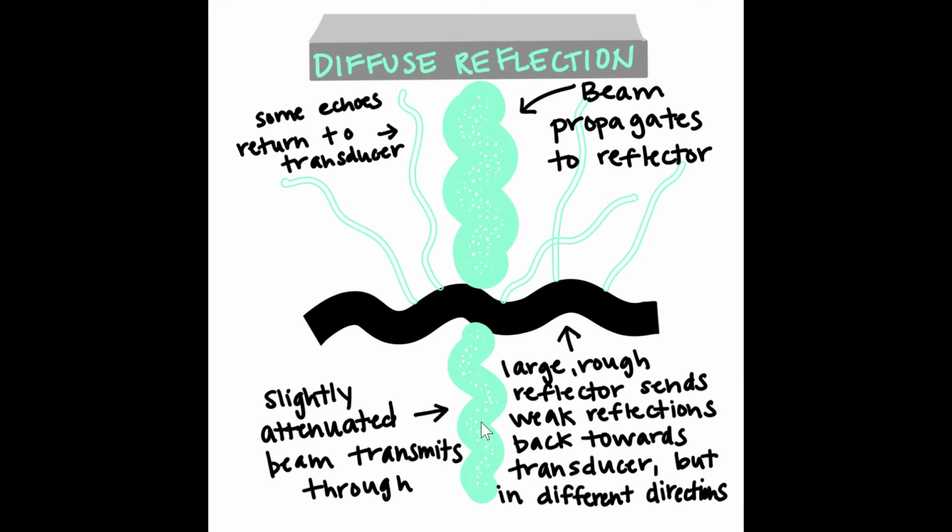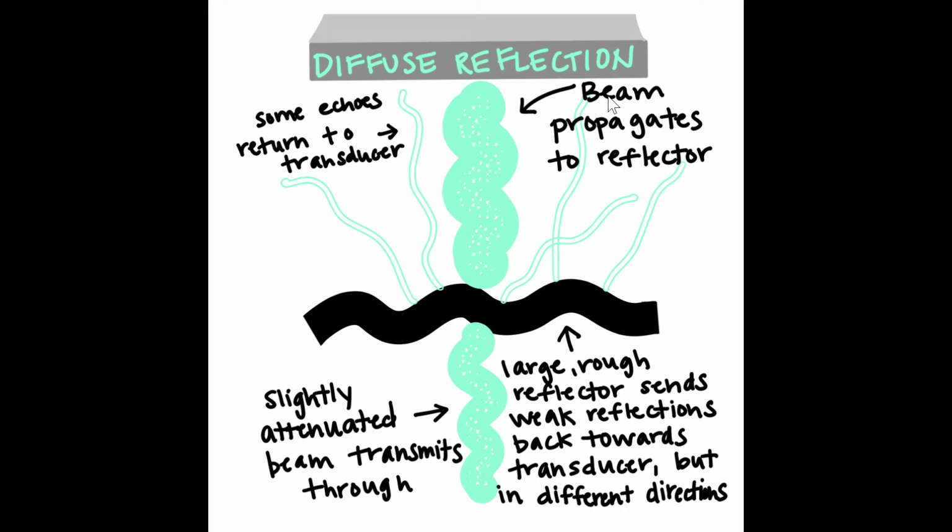Diffuse reflection then works very similarly. Again, the sound beam is going to travel through the body until it hits the diffuse reflector. When the sound beam interacts with the diffuse reflector, it is very large. It's going to have rough, irregular edges to it. As that sound beam interacts with those rough and irregular edges, it's going to cause the sound beam to go in multiple directions. They're mostly directed back towards the transducer, but only a few of them are actually going to come in contact with the transducer to be processed.